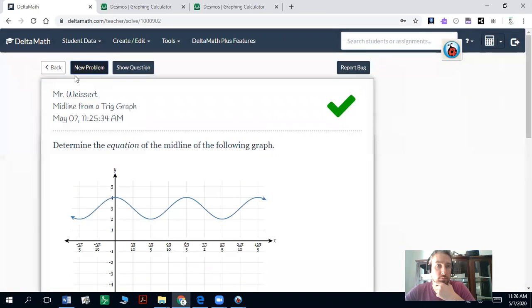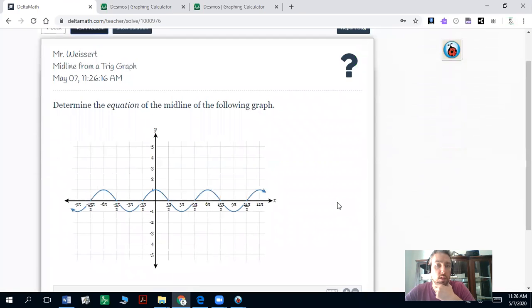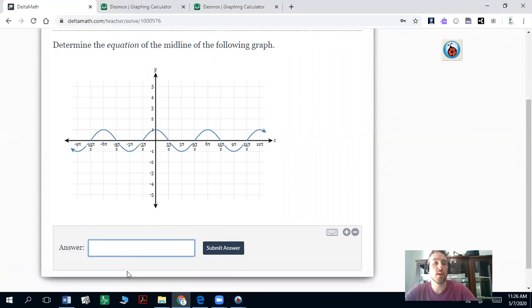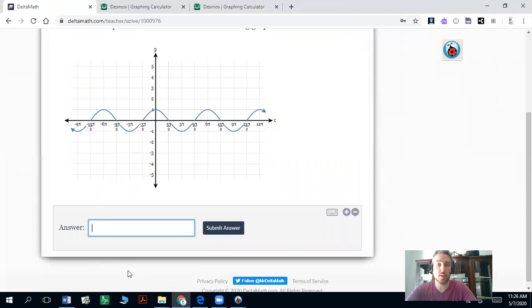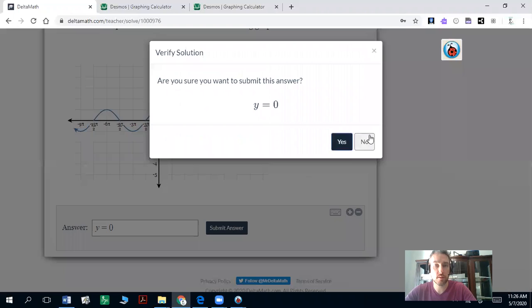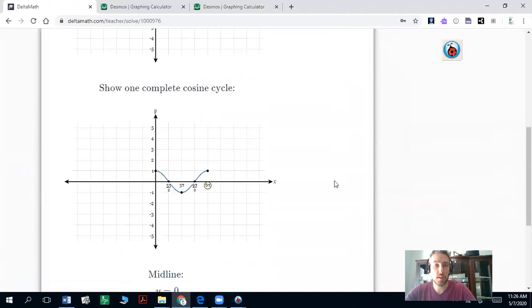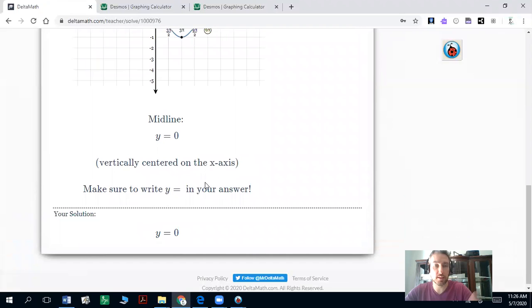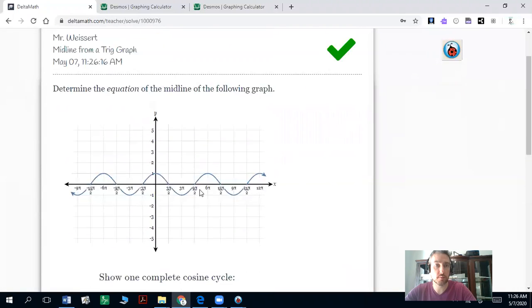Let's do another one. On this graph, can you tell what the midline is? It looks like it has a max of 1 and a min of negative 1, so halfway between that would be 0. So it does have a midline. You don't say the x-axis, you say y equals 0. Submit your answer, and it'll show you right there. It's right on the x-axis, so y equals 0 is that equation. Let's do one more.